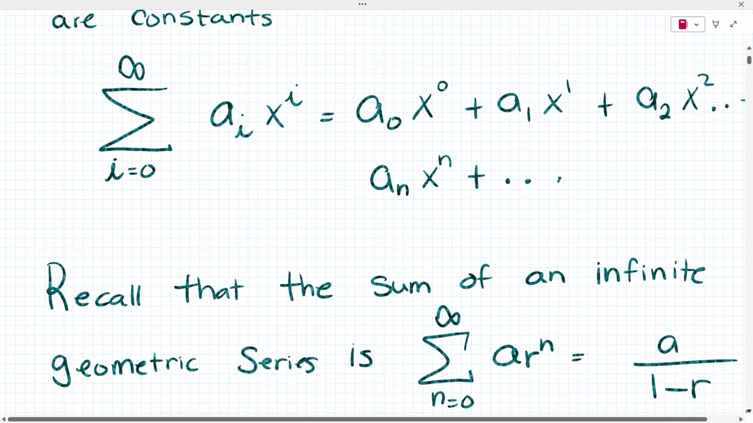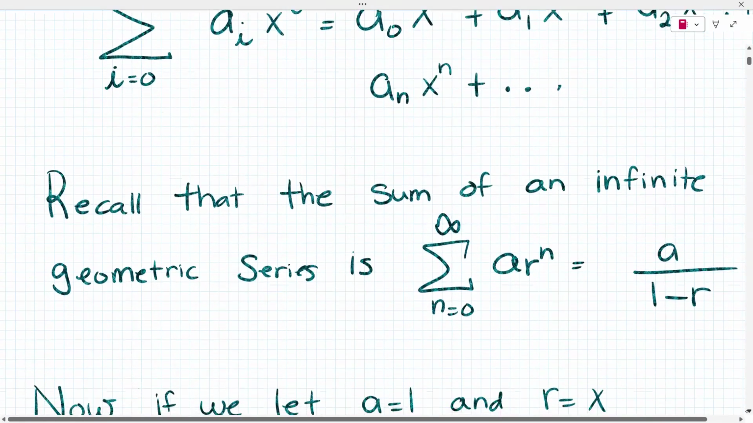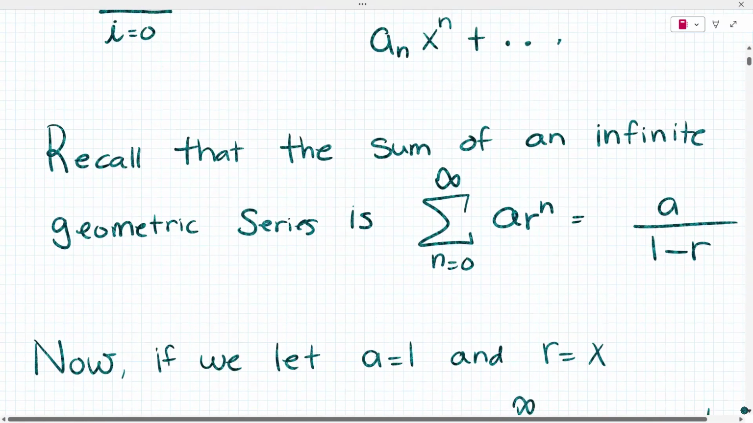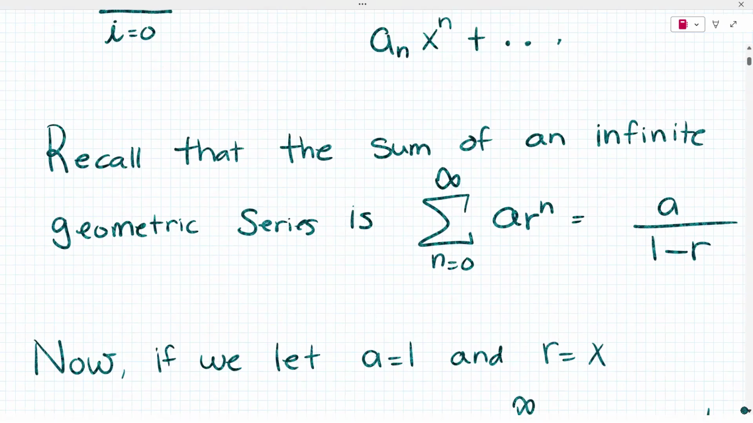Recall that the sum of an infinite geometric series, the formula is the summation of n equals 0 to infinity of AR raised to the n is A over 1 minus R. You've probably seen this in pre-calculus. If they ever ask you to find the sum of an infinite geometric series, you would use this formula.